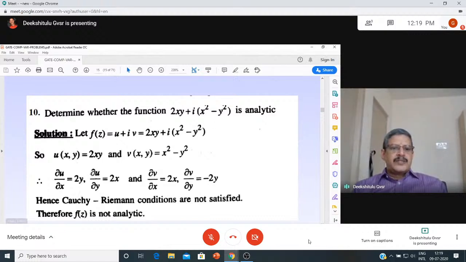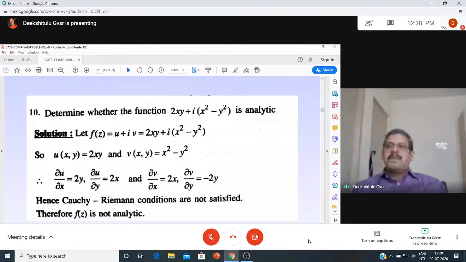So dou u by dou x is 2y, dou u by dou y is 2x, and dou v by dou x is 2x, and dou v by dou y is minus 2y. Are they equal? Dou u by dou x equal to dou v by dou y? So we have 2y and minus 2y. So CR equations are not satisfied. See, but this is a polynomial. We think that u and v are polynomials, always continuous and differentiable. So is f(z), but it's not so.